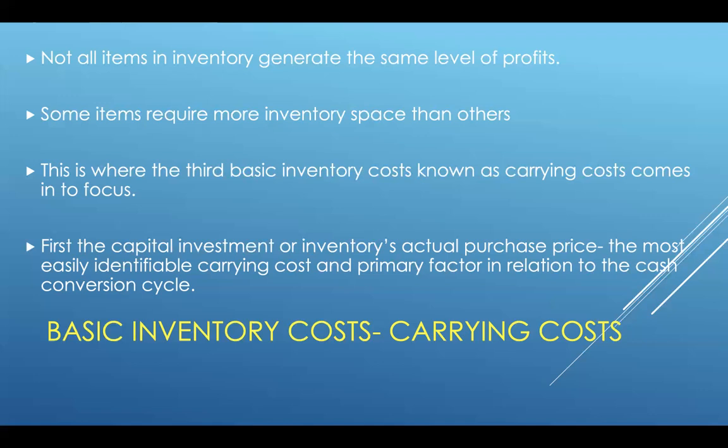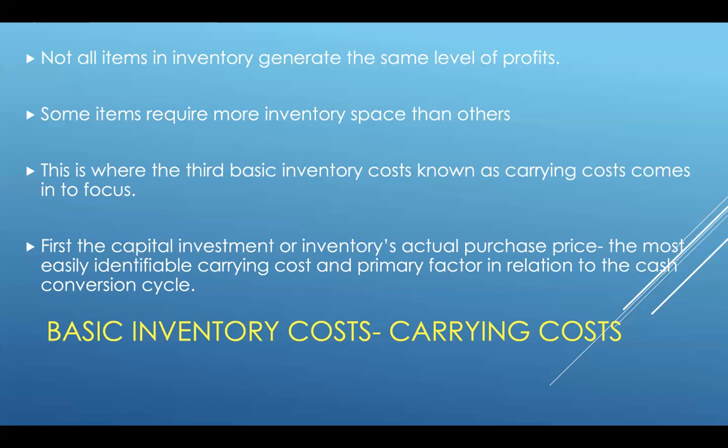Some items require more inventory space than others, larger bulk items. We also have our refrigerator items, our costly insulins. Think about what's in your refrigerator. That's probably 20% of all your inventory costs, just those insulins and GLP-1 agonists, and if you have vaccines in there alone. This is where the third basic inventory cost, known as carrying cost, comes into focus.